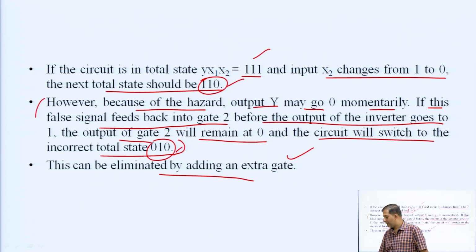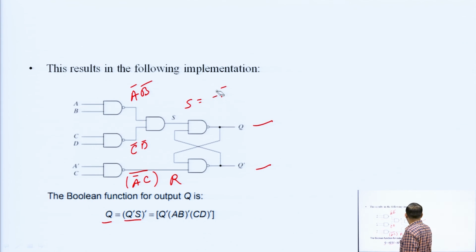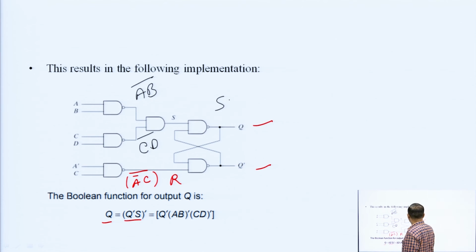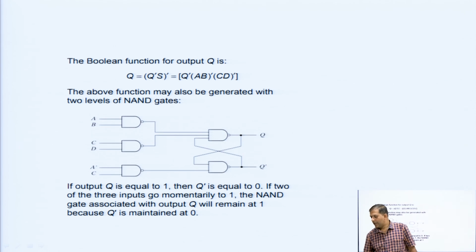So, we have written here S is nothing but (AB) bar into (CD) bar. Like that we have written; this dash is the bar concept. So, the Boolean function of Q is nothing but Q is equal to (Q bar into S) whole bar. So, we have written it like this.